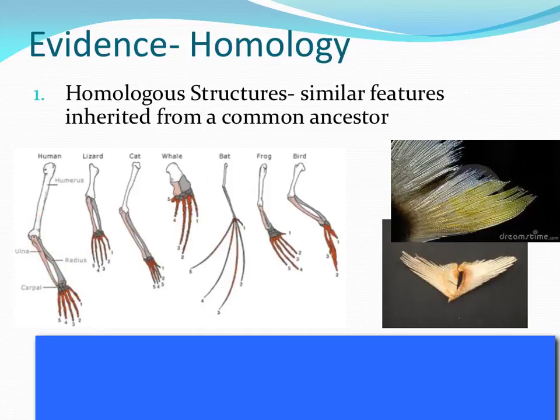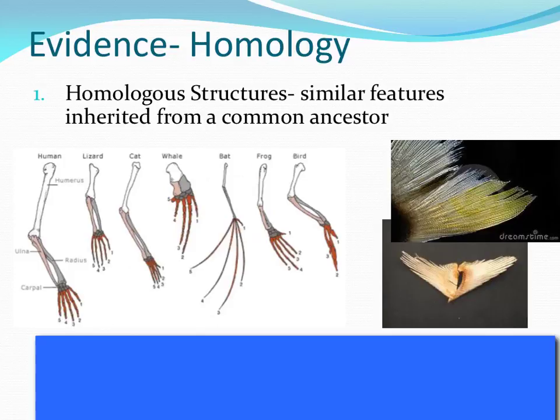If you look here at a human arm, you have a single humerus, two bones in the forearm, the radius and the ulna, and then you have five digits. And then you look at other animals that are seemingly very different, and they have the same setup. A lizard has one arm bone, two forearm bones, and five fingers. A cat, 1, 2, 5. A whale, 1, 2, 5. Bats, even though they look very different, are mammals. They're classified with humans as mammals. 1, 2, kind of hard to see there, 5, really long fingers. This is what they use to stretch out the skin for the wings.